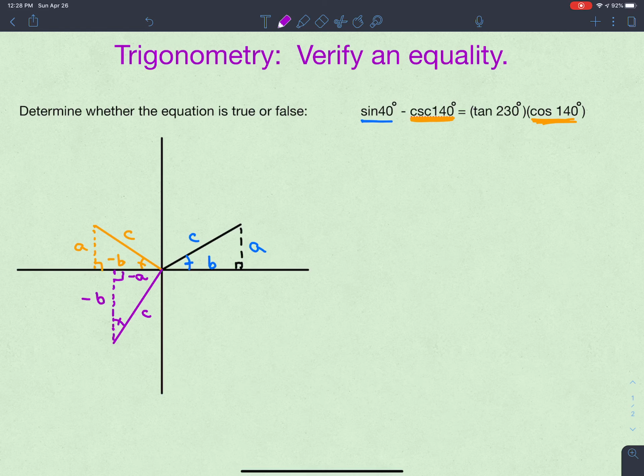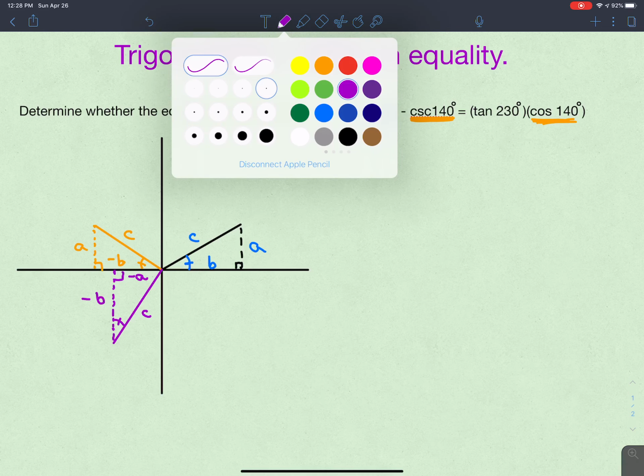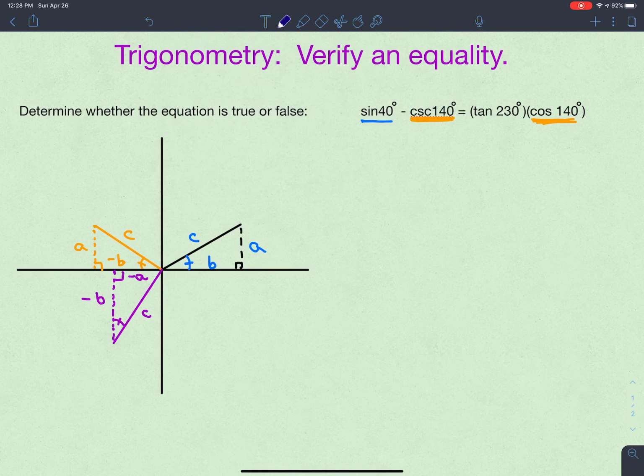So now that we have all of our triangles labeled, all that's left to do is work through the computations to see if these two expressions are indeed equal to each other. Let's start with the sine of 40. The sine of 40 comes from the first triangle, so that's going to be A over C. The cosecant of 140 is going to be C over A. That looks okay. And then let's try to figure out this stuff over here. The tangent of 230 is going to be B over A, or negative B over negative A. I'm going to write it this way, and I'll cancel those negatives in just a moment. And the cosine of 140 is going to be negative B over C.